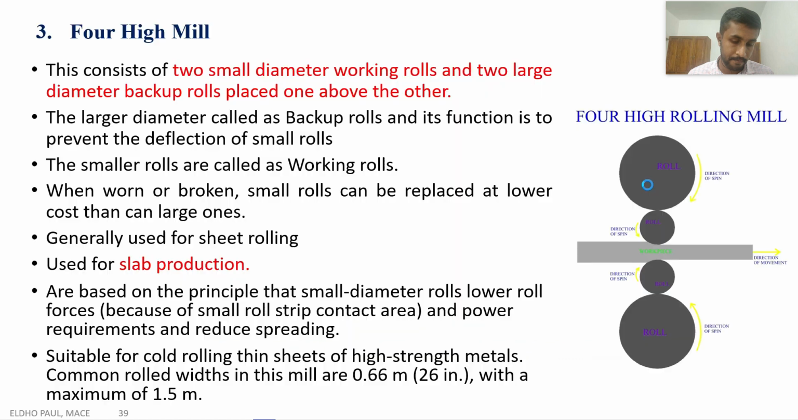Then next one is four high mills. In case of four high mills, we use four rollers. Out of this, the smaller ones are actually the working rollers, and these two rollers are the backup rollers.